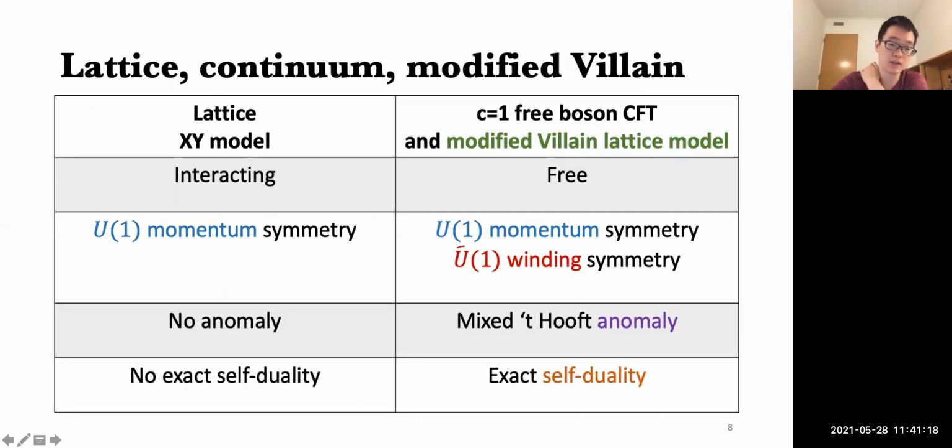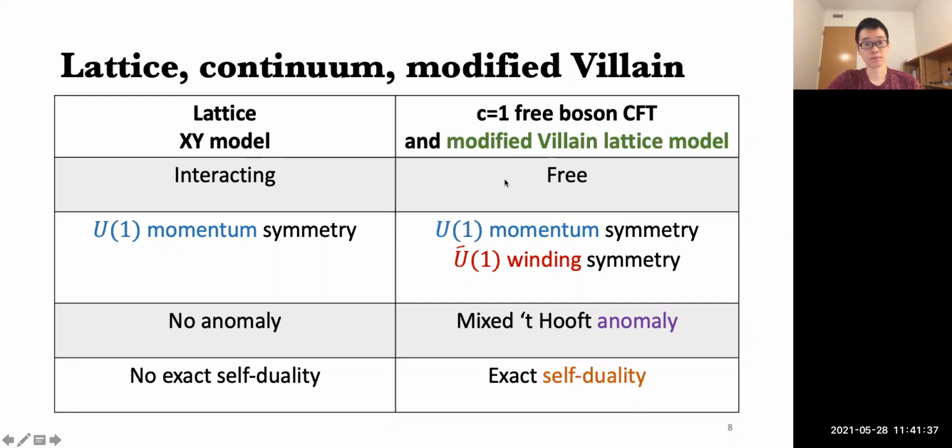Okay, let me give a similar table as in Hota's talk. We started with the original ordinary 1+1D XY model. It's an interacting lattice model that has a single U(1) symmetry. Therefore, there's no anomaly and no exact duality on the lattice.